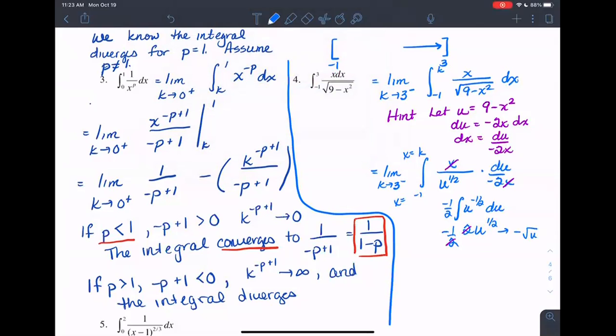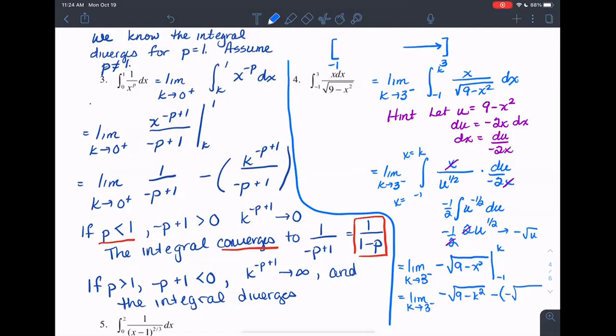Which, remember, we were working with x's, so I'm going to go back to my original limit. k approaches 3 from the left. Our integral is negative square root of u, so negative square root of 9 minus x squared, evaluated from -1 to k. And I'm going to plug in my k: minus square root of 9 minus k squared, minus square root of 9 minus -1 squared.